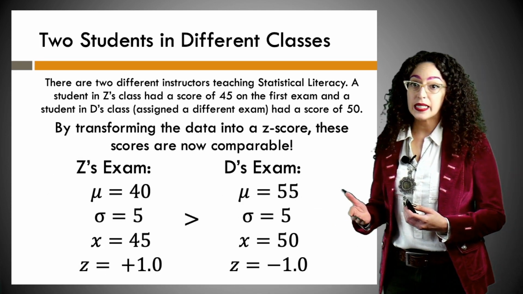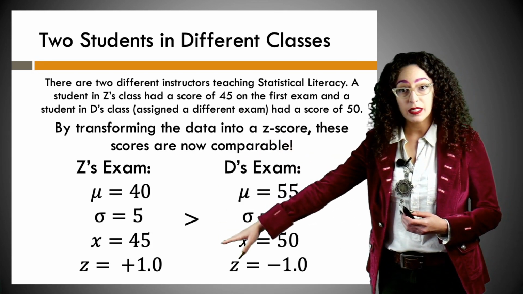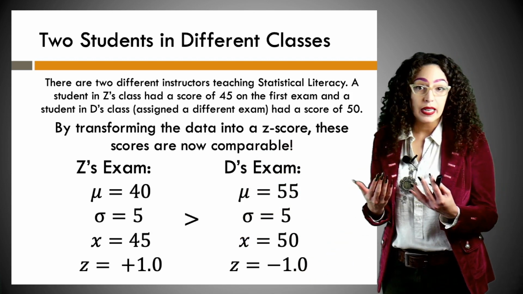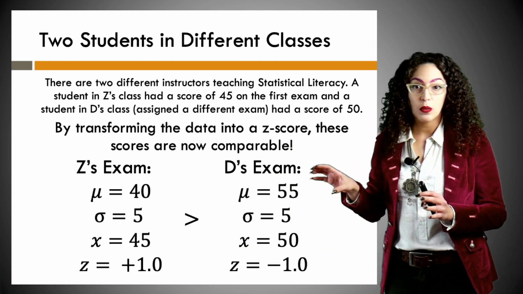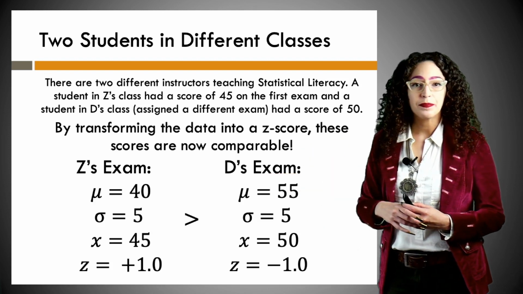We can easily see that student in Z's class had a z-score of +1 and student in D's class had a -1. Now we can easily compare them without having to worry about what the original scale of the exam was. We know that Z did better.